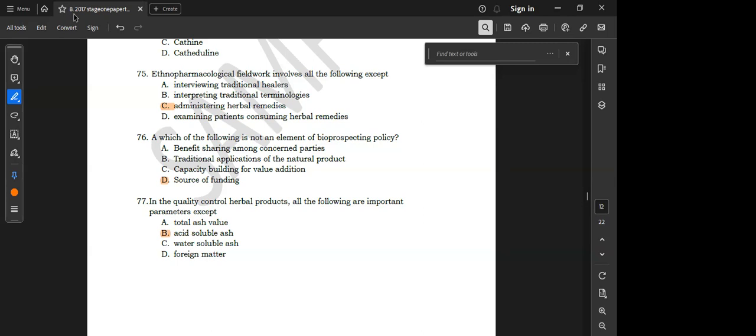Yeah. From the list we saw, I think acid soluble ash is the one that's not mentioned. Okay. You think it's acid insoluble or something like that. It's not acid soluble. Yeah, that's the odd one out of this. Okay, do we all agree?